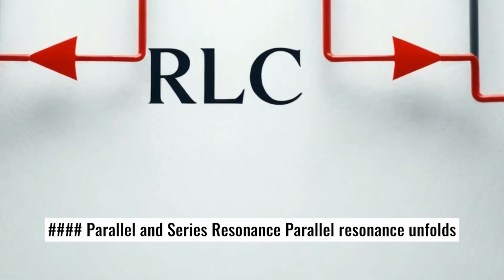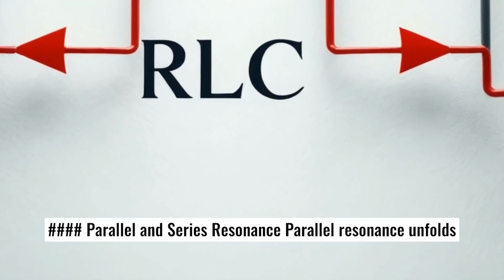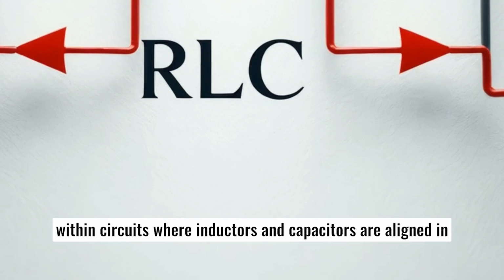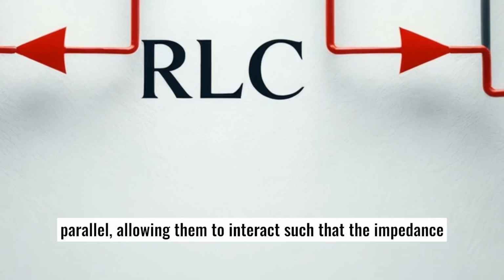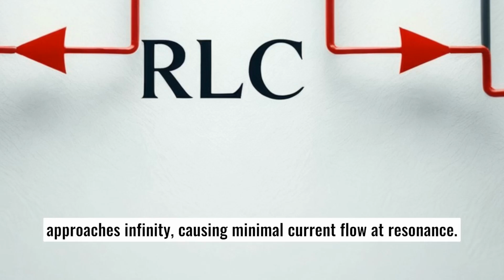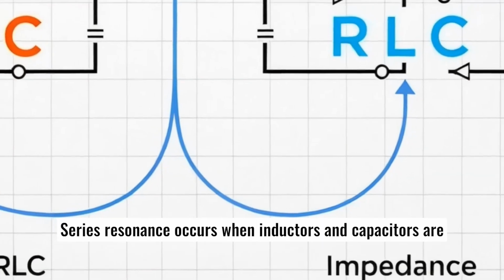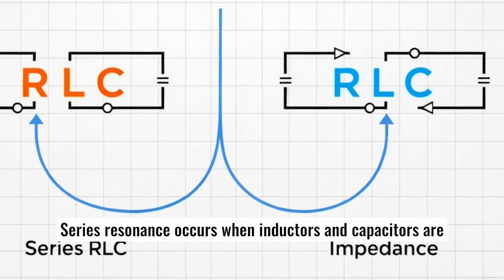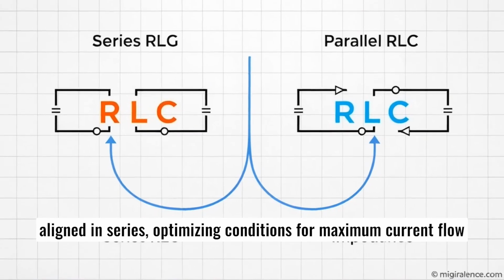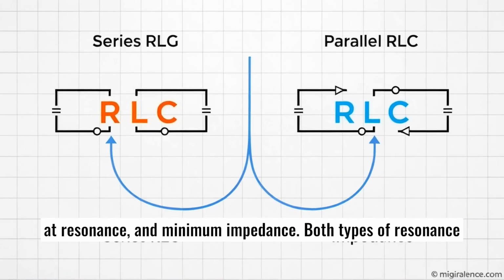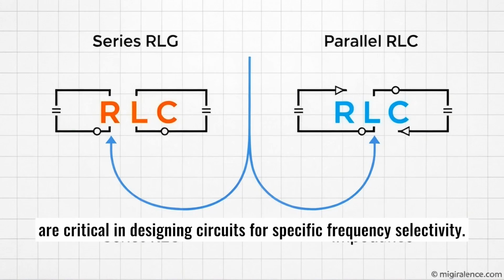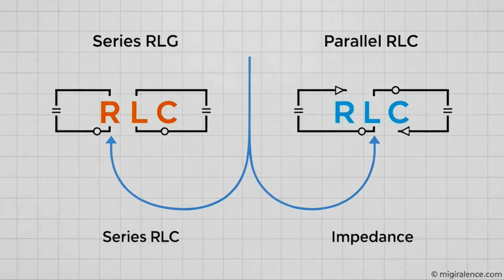Parallel and series resonance. Parallel resonance unfolds within circuits where inductors and capacitors are aligned in parallel, allowing them to interact such that the impedance approaches infinity, causing minimal current flow at resonance. Series resonance occurs when inductors and capacitors are aligned in series, optimizing conditions for maximum current flow at resonance and minimum impedance. Both types of resonance are critical in designing circuits for specific frequency selectivity.